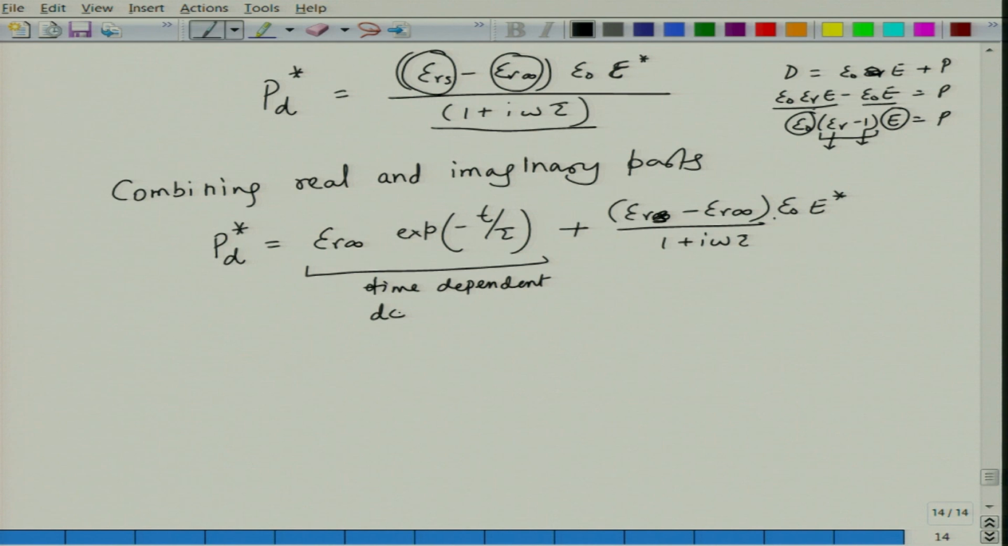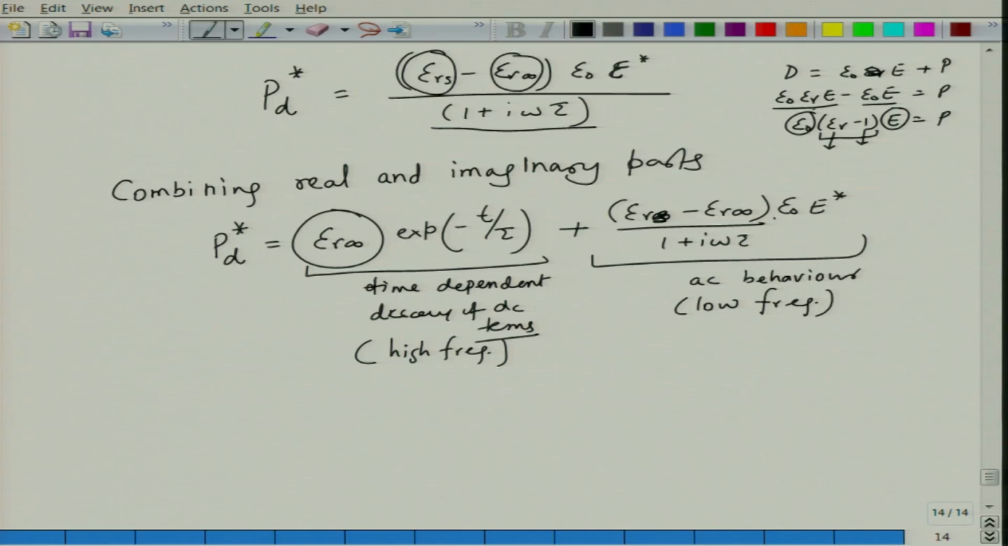So, time dependent decay of, let us say, because it is exponential, minus t over tau. So, how does the DC contribution decay as a function of time? Time dependent decay of the nearly DC term. I mean, you can't say it is particularly DC because you have epsilon r infinity, there is a frequency dependence there, but it is at very high frequencies.